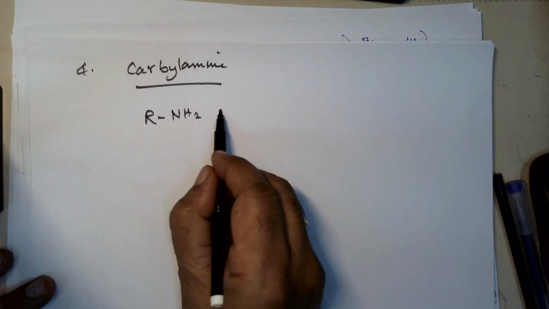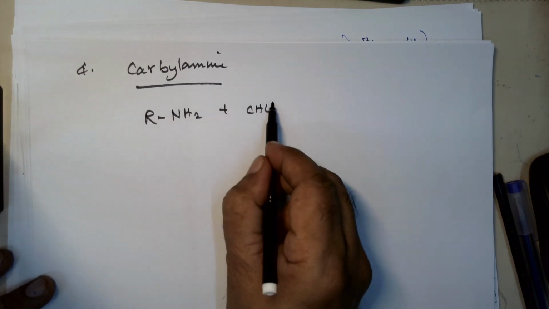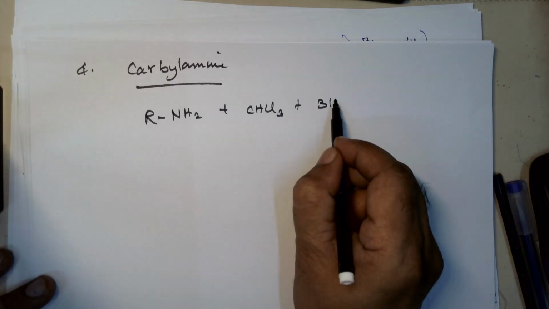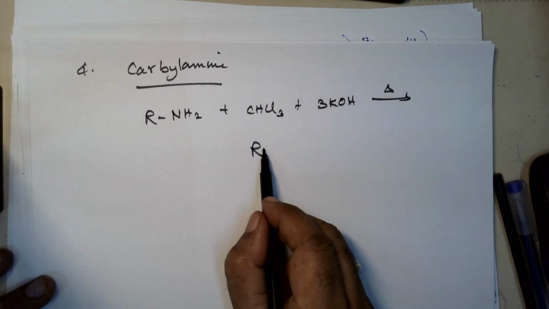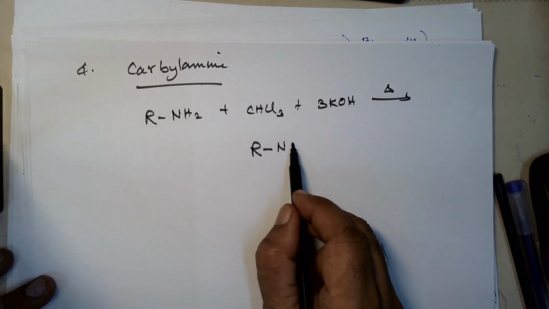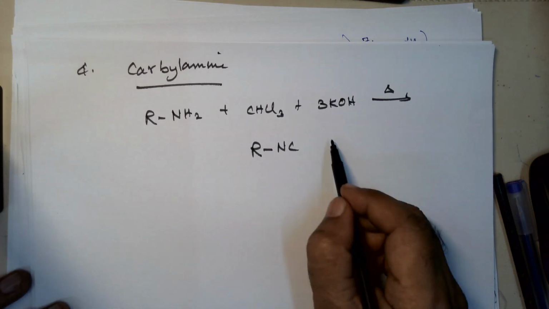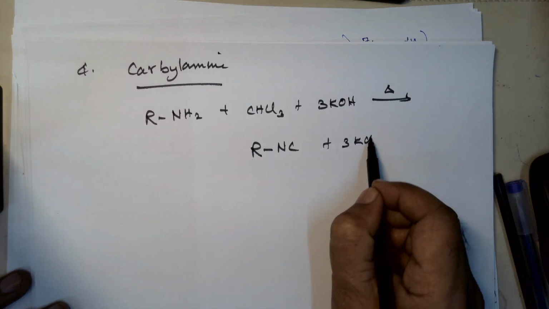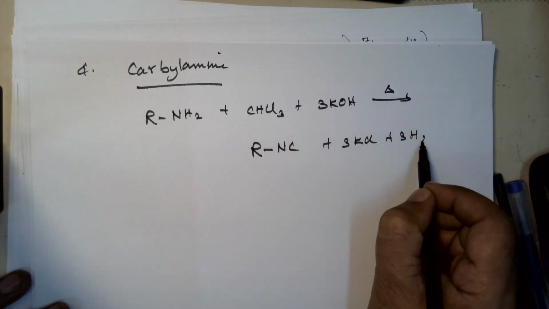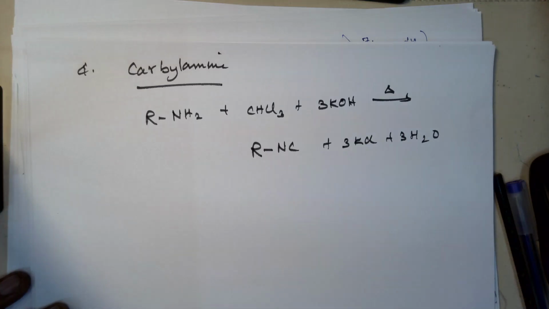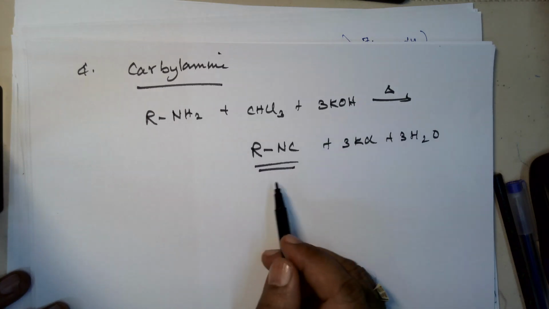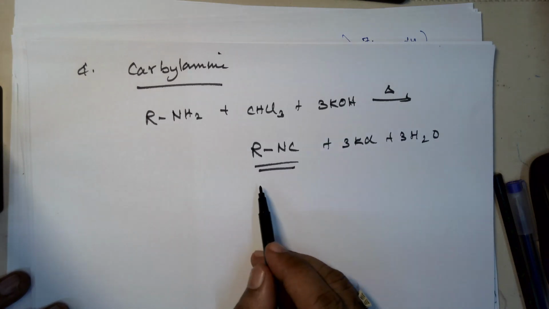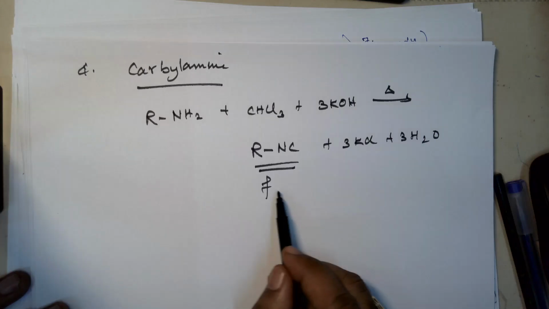RNH2, a primary amine, reacts with chloroform, CHCl3, plus 3 moles of KOH. When it is heated, you are able to get isocyanide, that is NC. This is called carbylamine, plus 3KCl plus 3H2O. Actually, it gives us some fishy odor. So, based on the foul smelling liquid, this is the carbylamine.